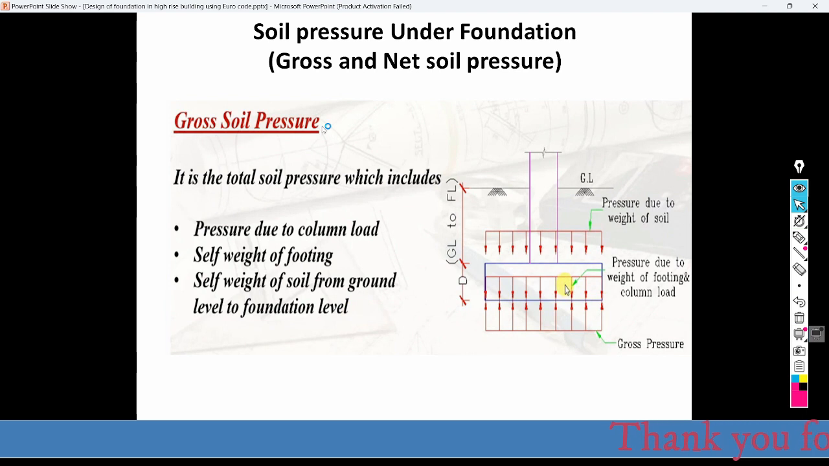In the case of gross soil pressure, it is the total soil pressure which includes pressure due to columnar load, pressure due to self weight of footing, and pressure due to self weight of soil from ground level to foundation level. This is what we call gross soil pressure. Gross soil pressure is nothing but the load of the backfill soil plus the load of the self weight of the footing plus the load coming from the superstructure, that is PC.